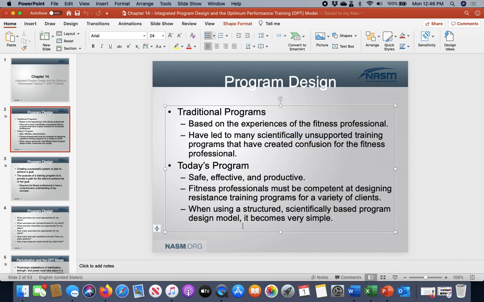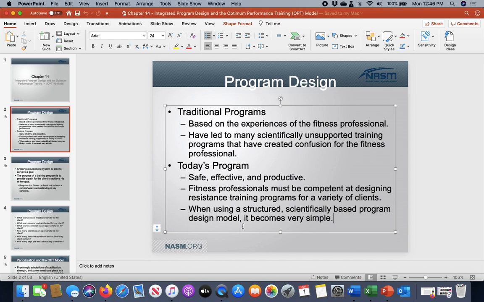Okay. So what we're looking at from this standpoint, that's going to take us through the remainder of this chapter, is we're looking for safe, effective, and productive. That's exactly what we want to hone in on. It still needs to be individualized. It's still going to come from some of the experiences that the fitness professional has, but it's going to be safe, it's going to be effective and do its job, and it's going to be productive to get you the results that you need. But your first training programs may not be the best, and that's not a bad thing.